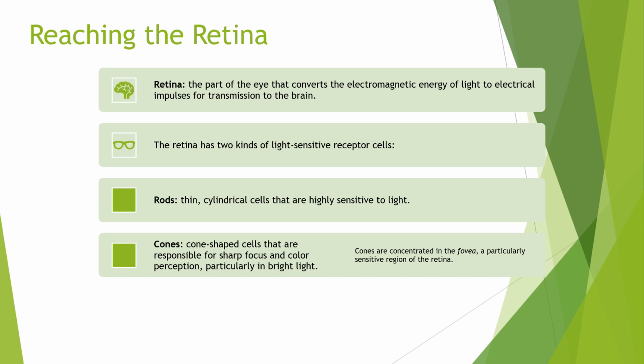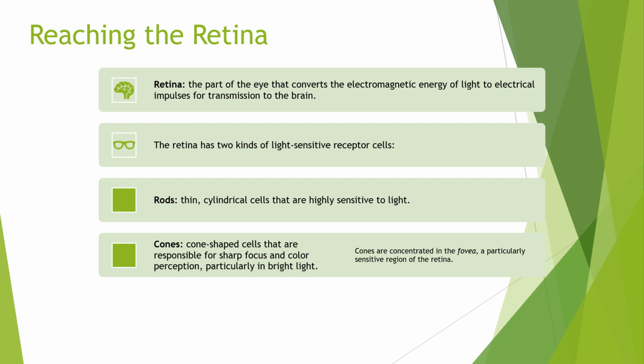Now, the retina itself has two kinds of light-sensitive receptors. One of those is rods. Rods are what allow you to see in black and white. So rods are definitely helpful in low, dark, or dim light. Cones are what allow you to see in color. So they are really helpful in bright light.